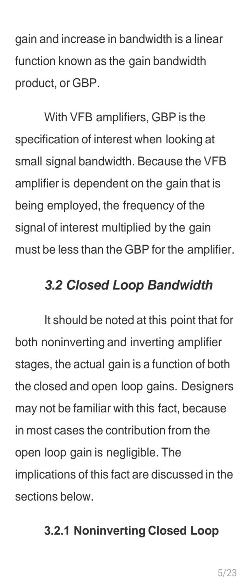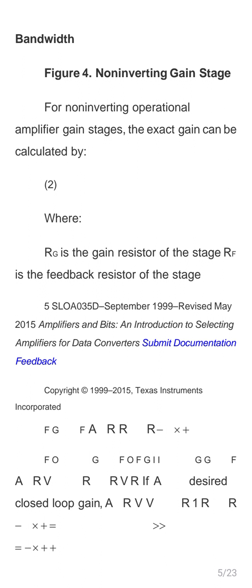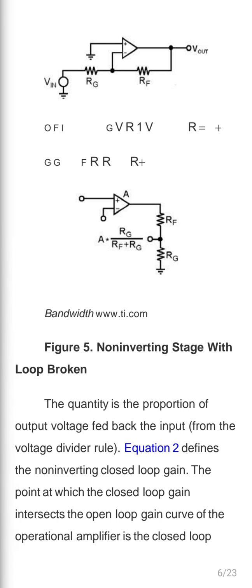First, the non-inverting closed loop amplifier gain stage. The gain can be calculated here, where RG is the gain resistor and RF is the feedback resistor. The gain is equal to 1 plus RF upon R1.